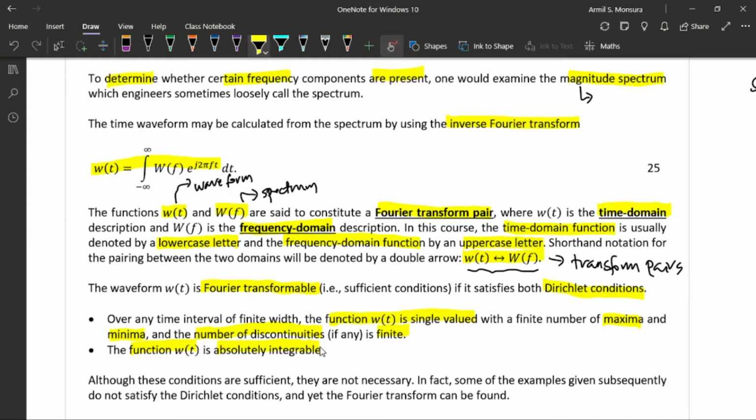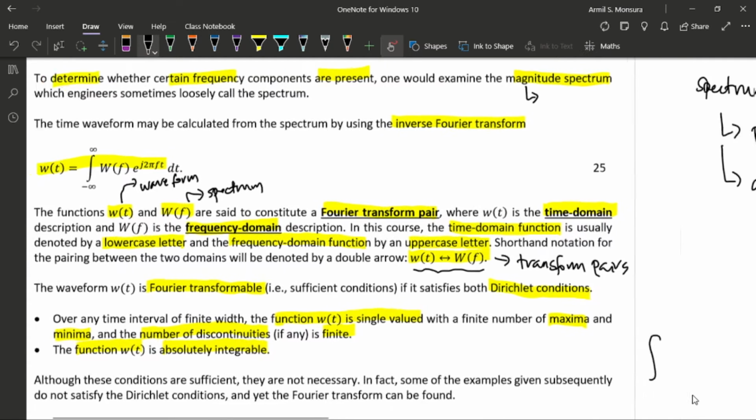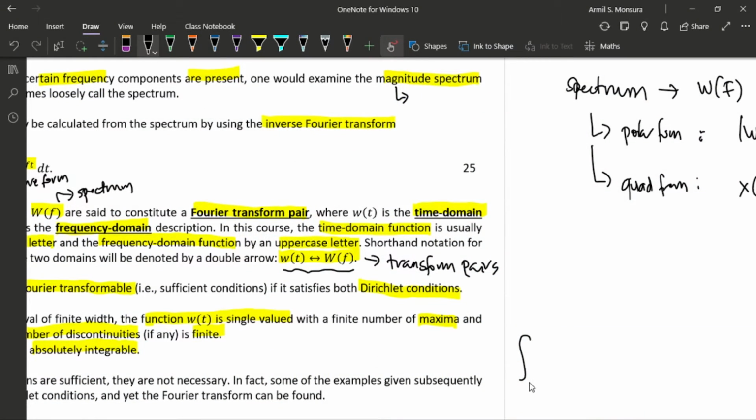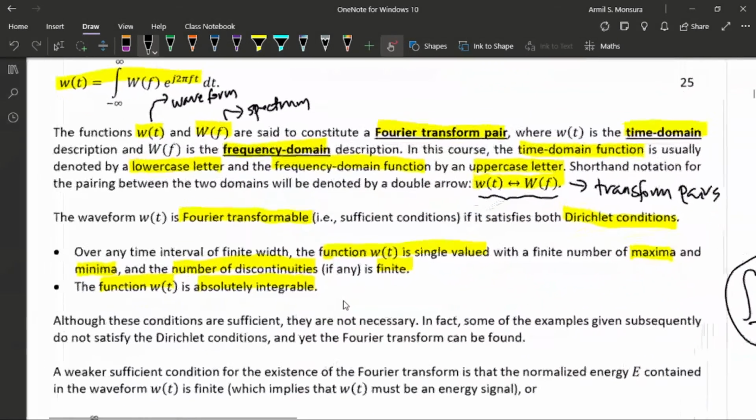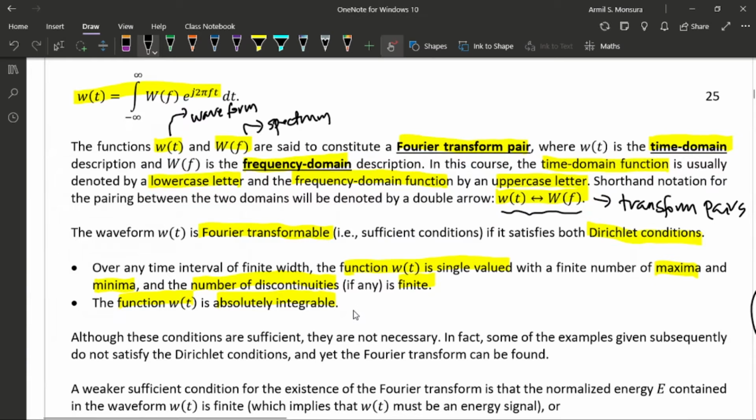The second condition is that the function w(t) is absolutely integrable. We remember that 21 is a definite integral. Actually it's an improper integral that has limits from negative infinity up to positive infinity. So in that case, there is a special requirement for your waveform in order for you to come up with a finite integral. Kaya kailangan natin yung, it is sufficient that we require the function to be absolutely integrable so that we can say that the waveform is Fourier transformable.